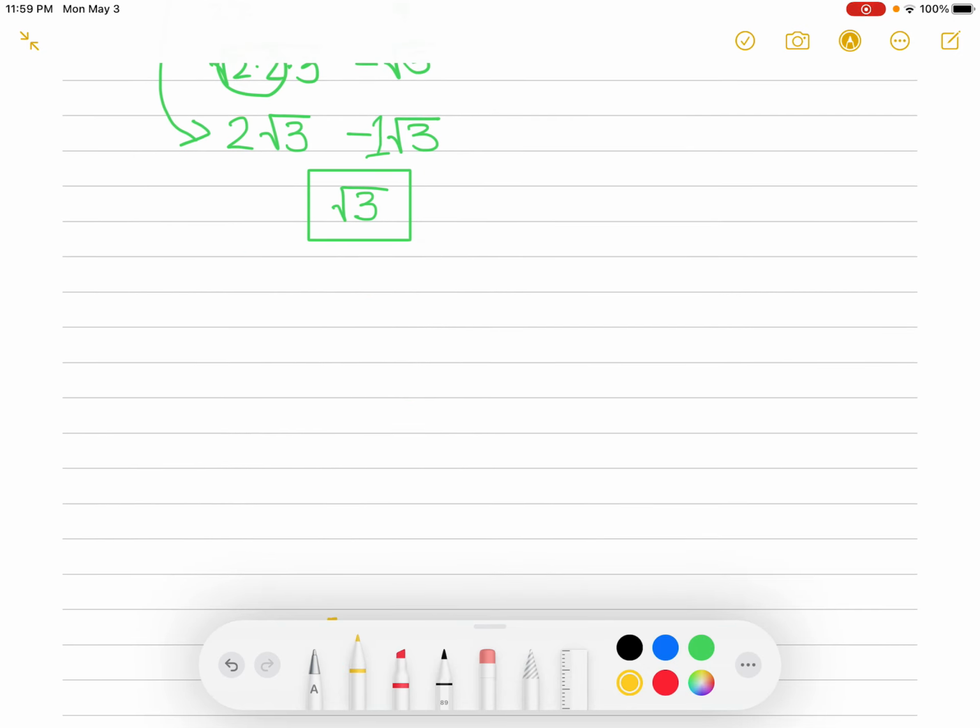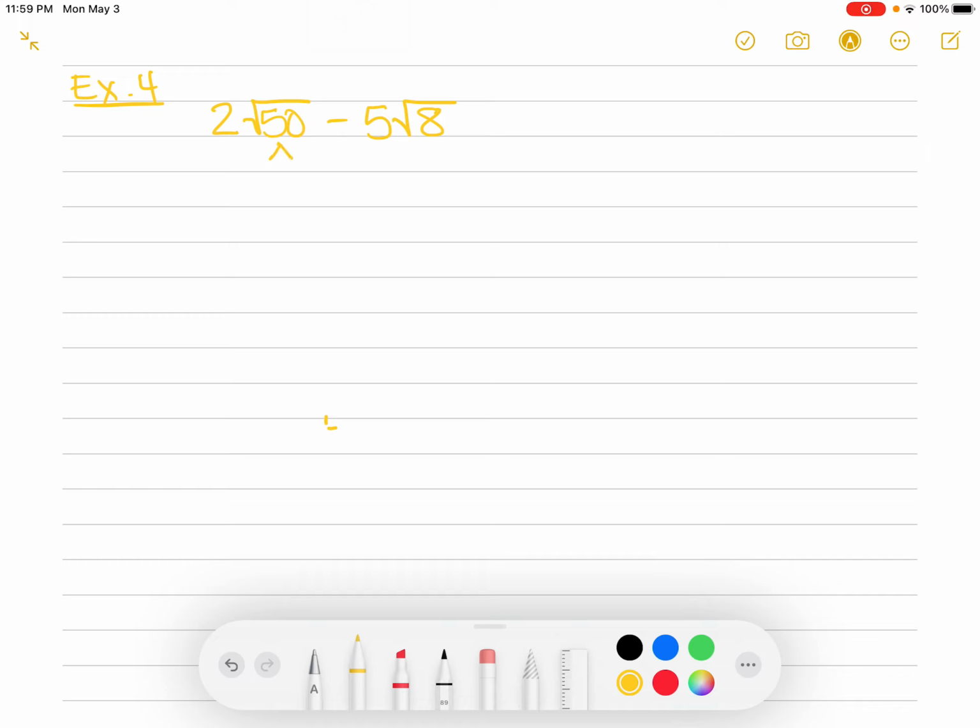And let's do example 4. Sorry, I was looking at something. Okay, so we have 2 times the square root of 50 minus 5 times the square root of 8. So we need to simplify both of these because neither one of these is prime, and I can get factor trees out of them. So this one would be 5 times 10, and then this would be 5 times 2.